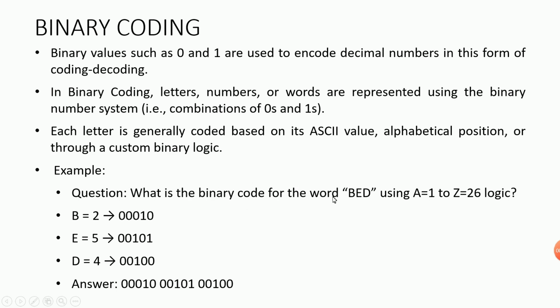What is the binary code for the word BED? Here they are using alphabet logic. A is 1 and B is 2, likewise. So if B is 2, then E is 5, D is 4. Then 2 is converted into binary form, 5 is converted to binary form, 4 is converted into binary form. Now each number is written here, and then they form a pattern. That is how it works.